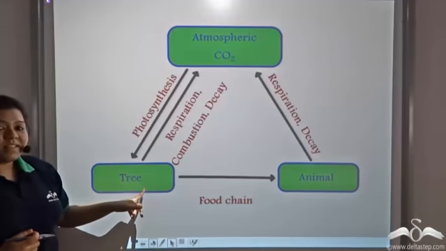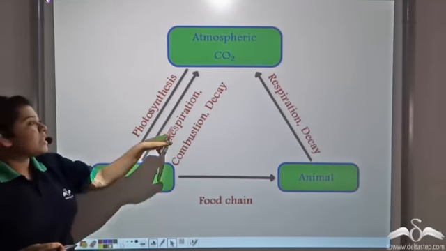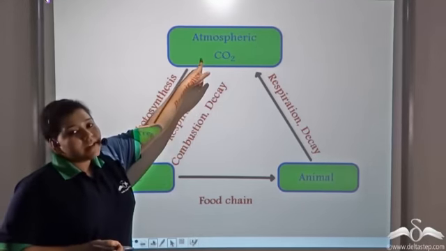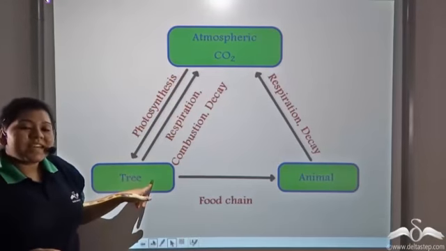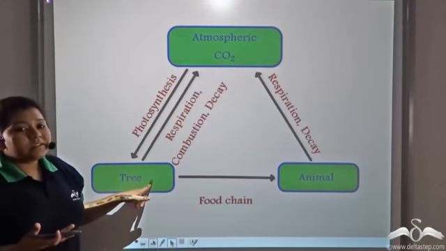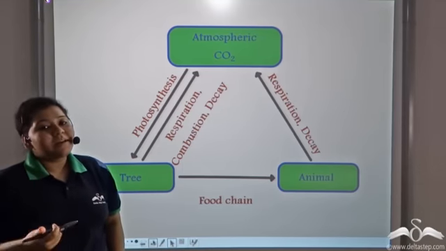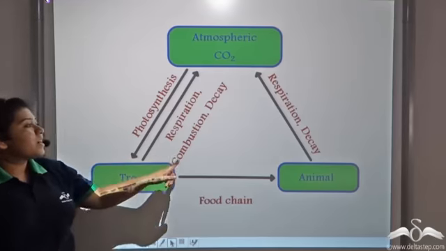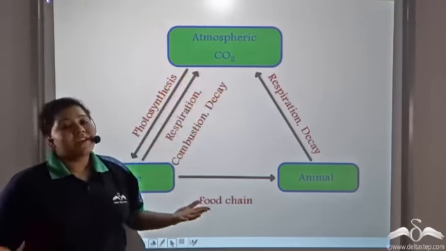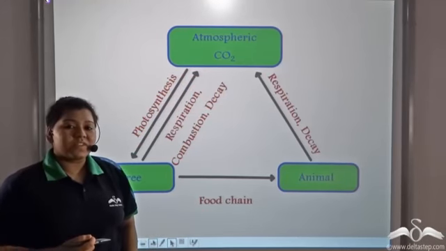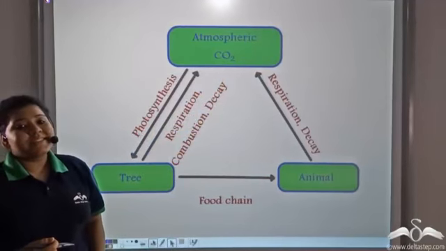Similarly, in case of plants, the stored carbon gets oxidized during respiration to form carbon dioxide. Also, when a plant or a tree dies, they are burned off or they are acted upon or consumed by microorganisms. So by combustion and decay, carbon dioxide is refunded back to the atmosphere. So this entire cycle is known as the carbon cycle.